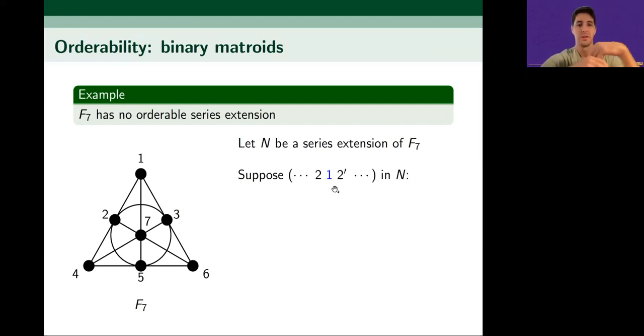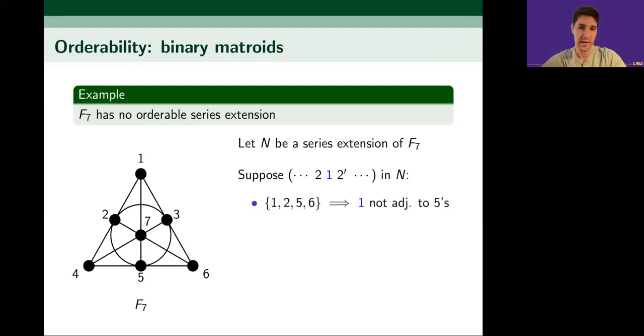So suppose in some circuit of N, I have ordered it in a way where this blue 1 here is surrounded by two copies of 2. So 2 prime is just an element added in series with 2. It doesn't matter which circuit that contains 1 and 2 this is happening. I'm just saying suppose that 1 has been surrounded by 2.